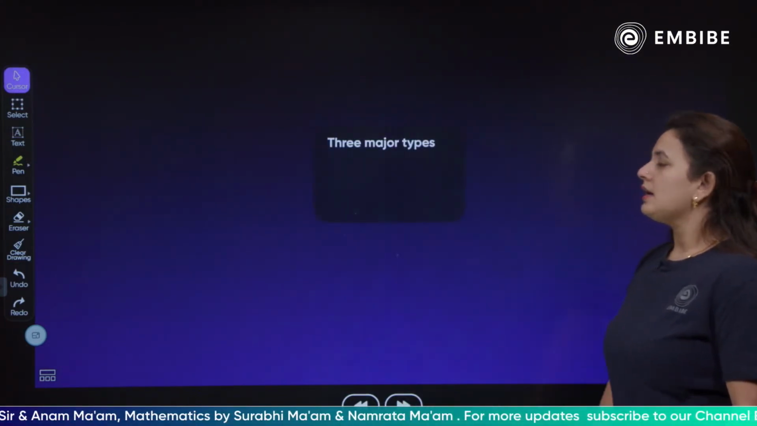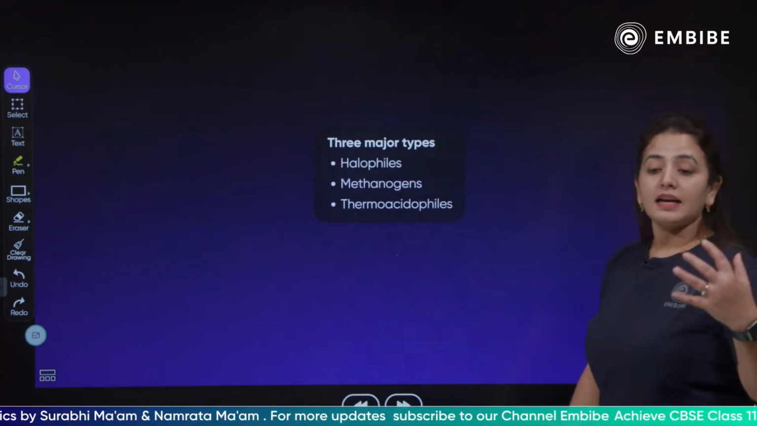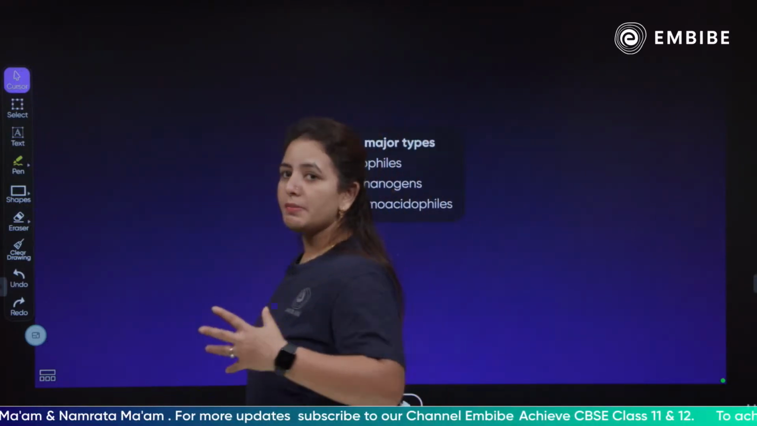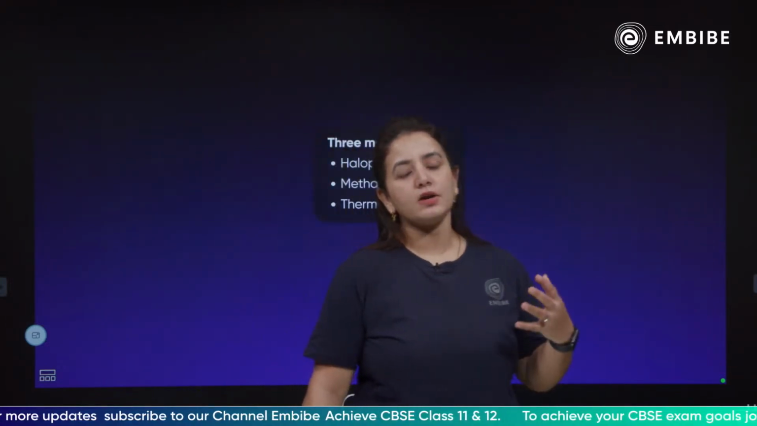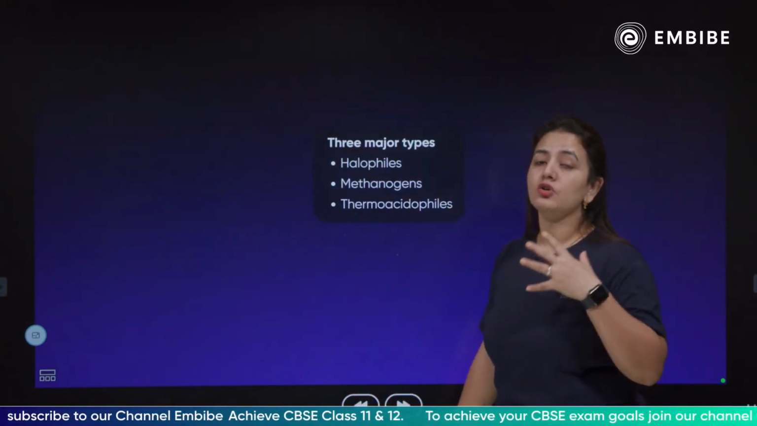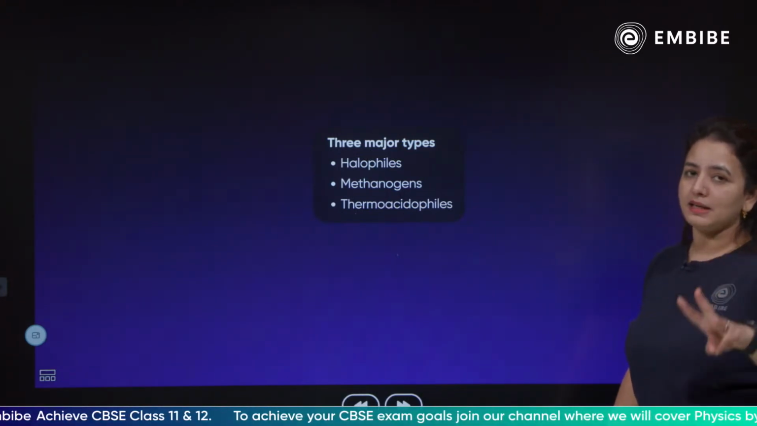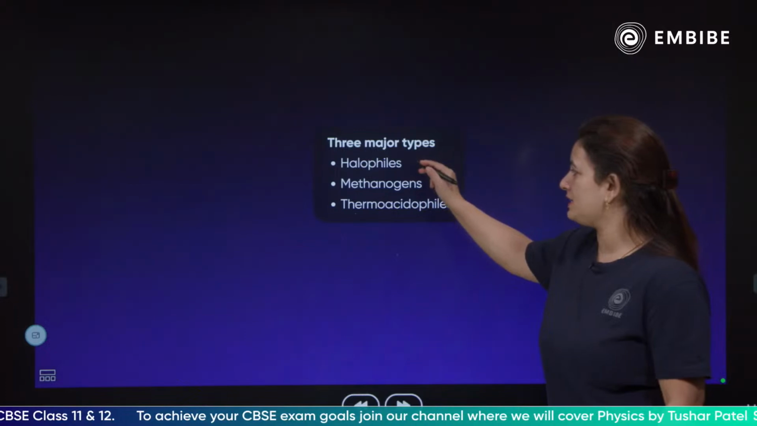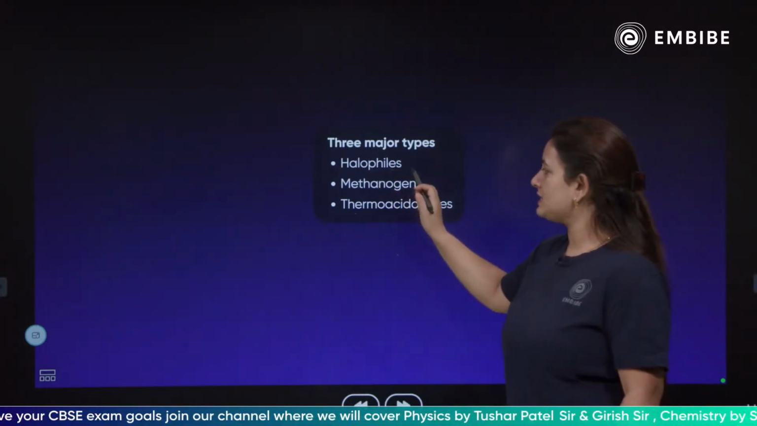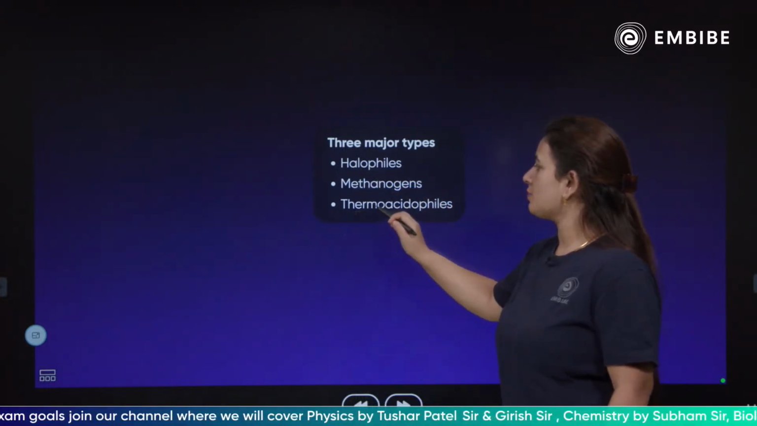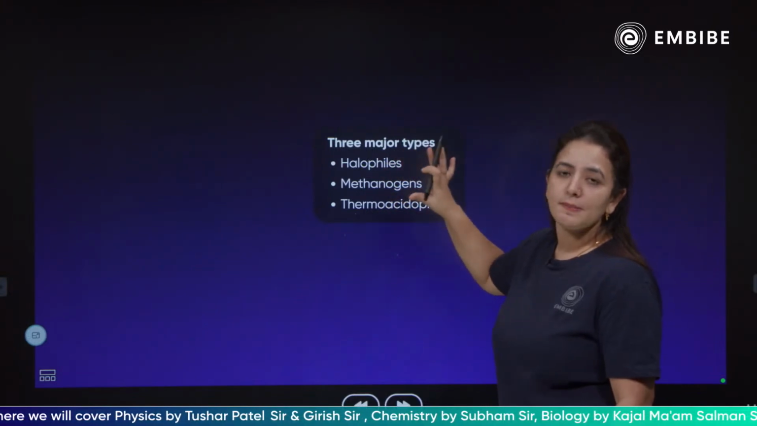Next we are going to discuss the three major Archaebacteria known, which have their own features, own method of existing and own habitat to live in. The three major Archaebacteria are the Halophiles, Methanogens and Thermoacidophiles. Let's discuss each and every feature of these three major types.